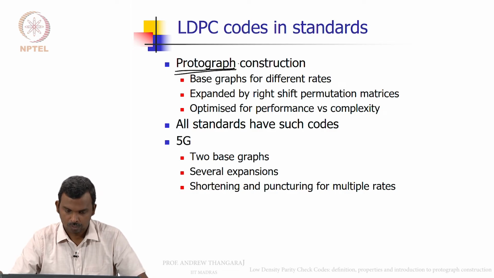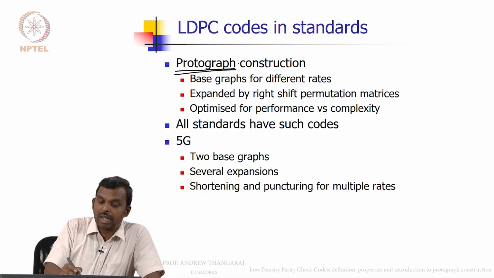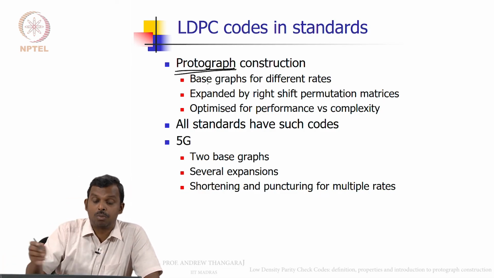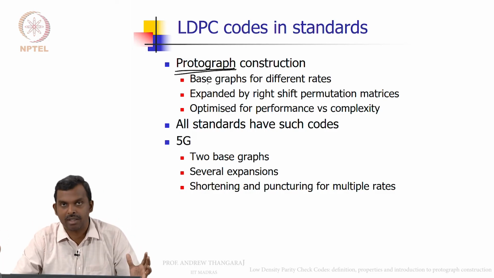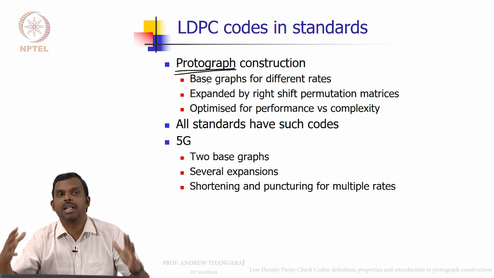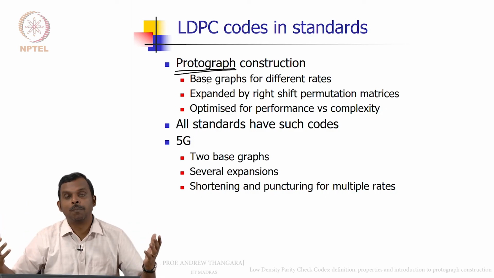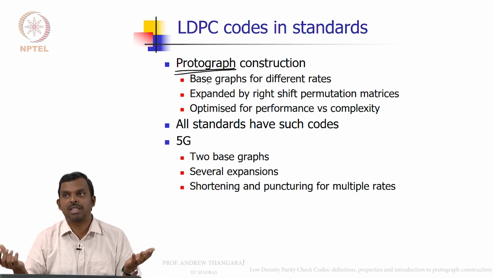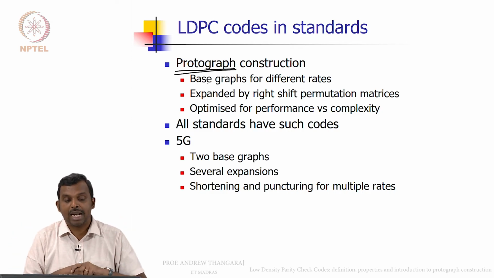The way they would define protographs is as follows. A protograph construction is basically a way of constructing your parity check matrix. Remember, the parity check matrix is usually a big binary matrix, say 1000 by 2000 or some such matrix. How do you specify that? How do you specify where the ones are? So how do you specify the Tanner graph? For that, the standards always use this protograph construction.